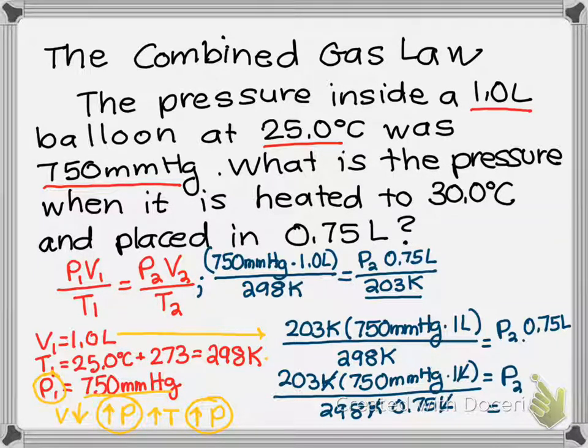So it's 203 times 750 times 1. And I'm going to divide that by, and I'm putting it in parentheses. So on my calculator, I'm putting it like this. 298 times 0.75. And I get 681.2. I don't have very much room, so I'm not going to write the whole thing. And it would be millimeters of mercury. So my pressure 2 would be 681, which is an increase from 750, which makes me see I did predict an increase.